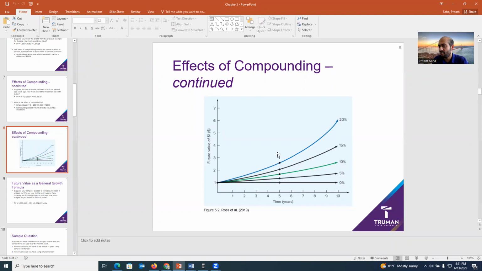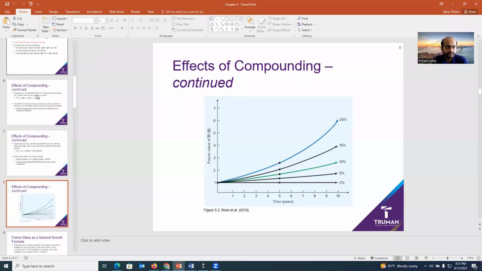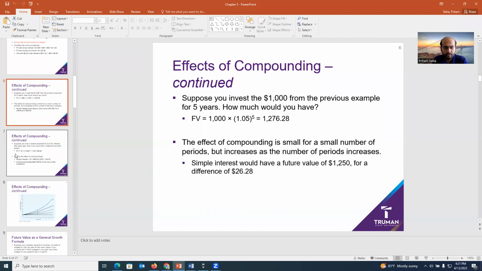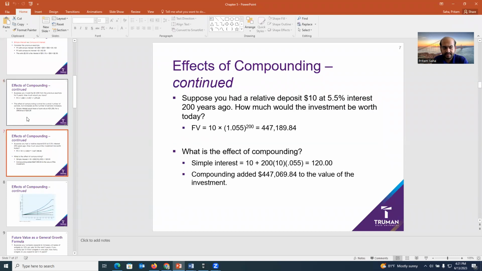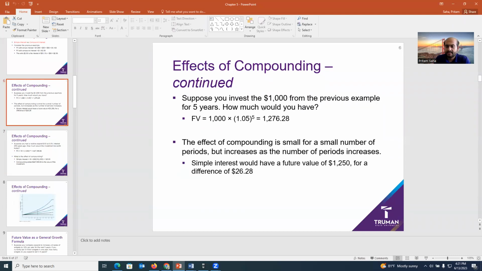So the effect of compounding, if the years are more and the rate is more, will be way more. That's why the curve is bending upward. If you go through these two examples, this is what they are trying to say. Suppose you invest $1,000 for 5 years at a 5% rate, you have 76.28. The effect of compounding is small because the period is small, only 5 years.